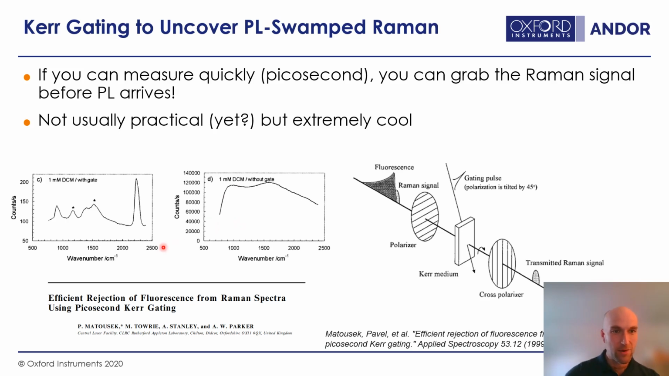Then here's the spectrum with the gate in play. So you can see that this is actually a Raman spectrum. I believe there's solvent peaks in there as well, but you're actually able to measure a Raman spectrum with a highly fluorescent molecule present. But how? And here's their system. So they're using the Kerr effect to quickly act as an optical shutter to let some light through and then immediately snap shut.